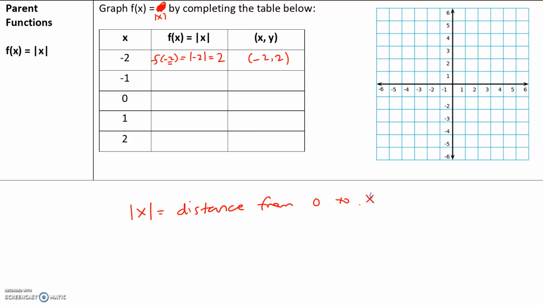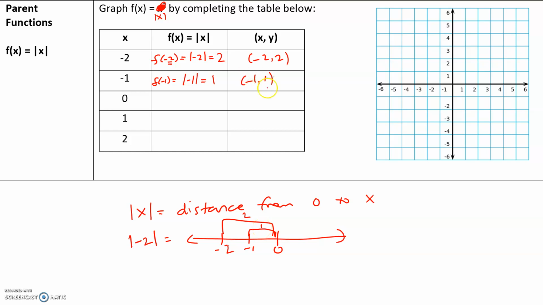Just a quick refresher, the absolute value of x is the distance from 0 to x. So for example, if we have the absolute value of -2, then the distance between 0 and -2 is 2 units. Because absolute value represents distance, it's always going to be positive. So the absolute value of -2 is +2. We got f of -1, which is the absolute value of -1, that's 1. In other words, the distance between 0 and -1 is going to be 1. So our next point becomes -1, 1.